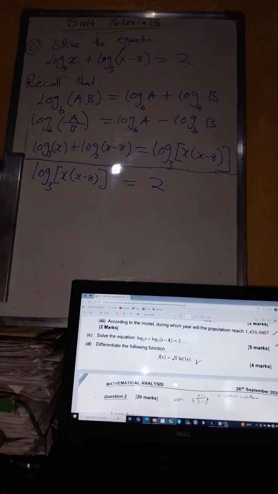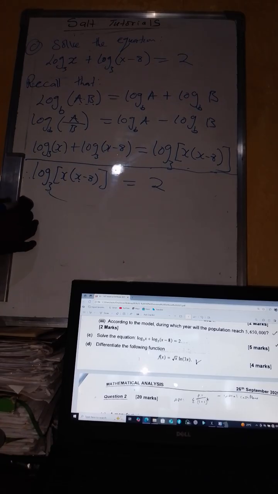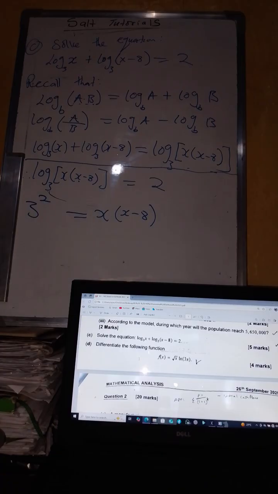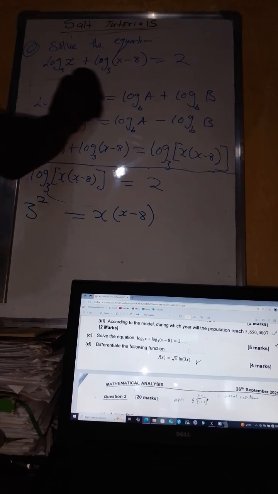So converting this to exponential form, what are we simply saying? Base power output should be equal to the input, implying that 3 power 2 should be equal to the input, which is x times x minus 8. Something like that. Automatically, when something becomes like that, it now becomes very easy to solve. So let me delete just the top part so that we can now start it nicely. So we've converted this to that. We're going to use this to solve for the value of x now. Are we okay? So let me delete this part.